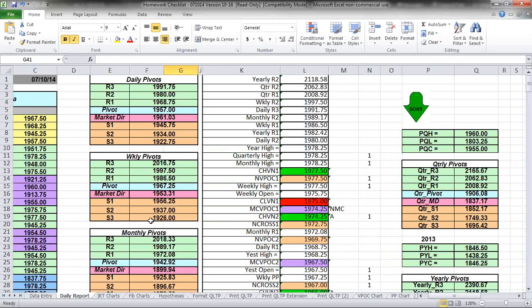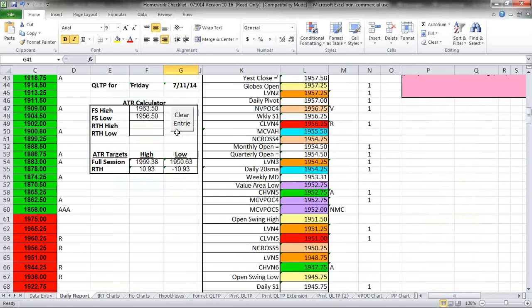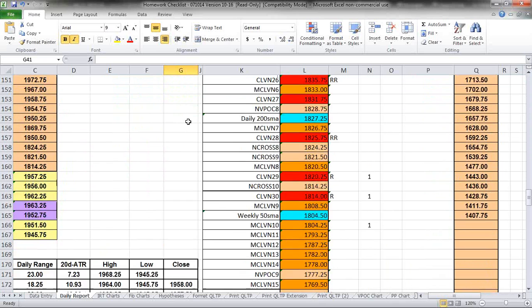Going over to the daily report, our daily pivot is 57. Our R1 is 68.75, and our S1 is 45.75. There's no real news today. We just had the Canadian.